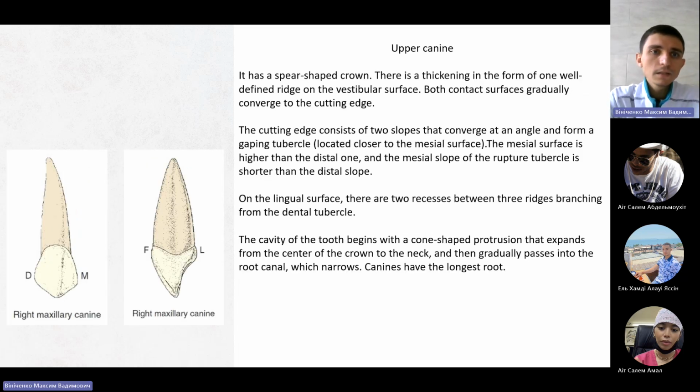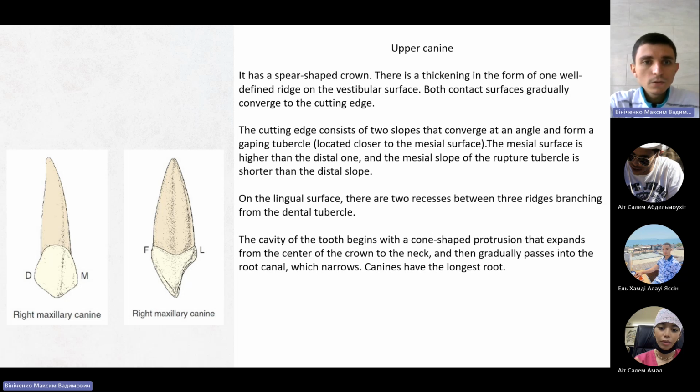Upper canine. It has a spear-shaped crown. There is a thickening in the form of one well-defined ridge on the vestibular surface. Both contact surfaces gradually converge to the cutting edge. The cutting edge consists of two slopes that converge at an angle and form a cusp tubercle, located closer to the mesial surface. The mesial surface is higher than the distal one, and the mesial slope of the tubercle is shorter than the distal slope.